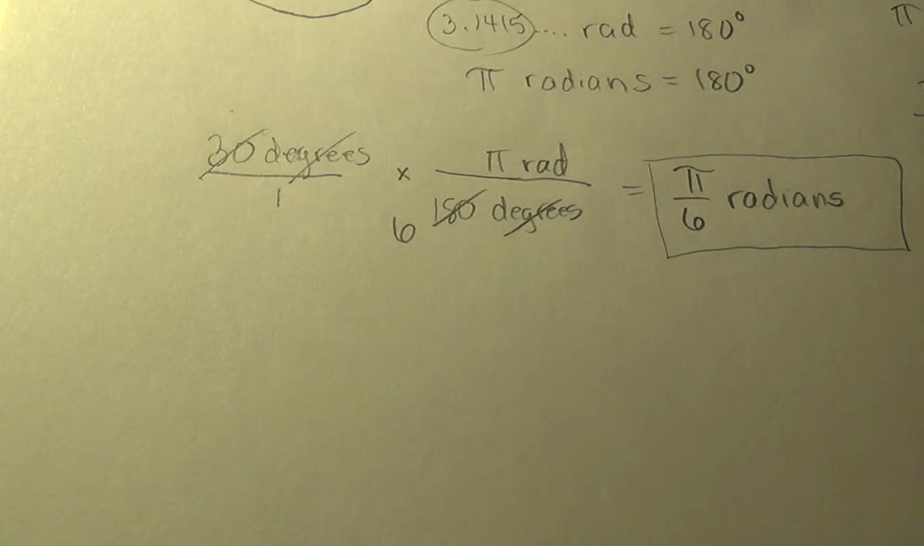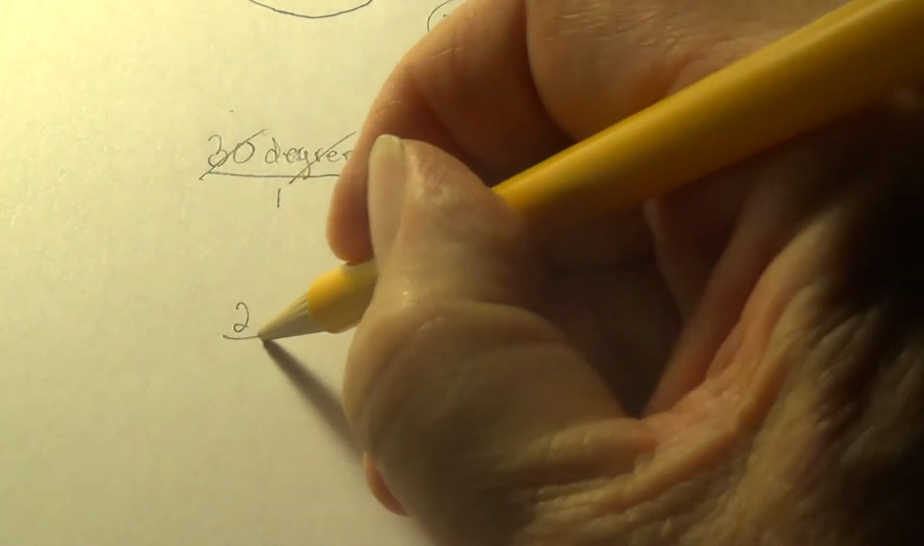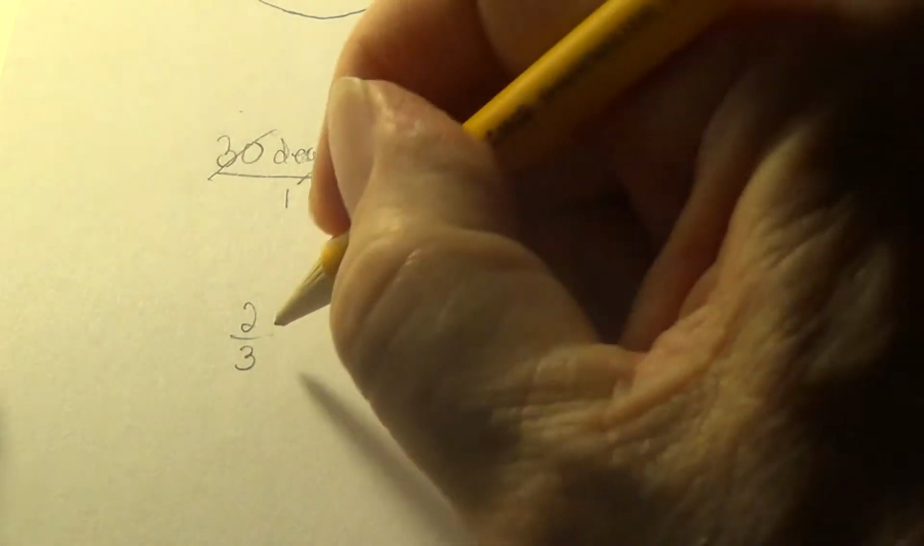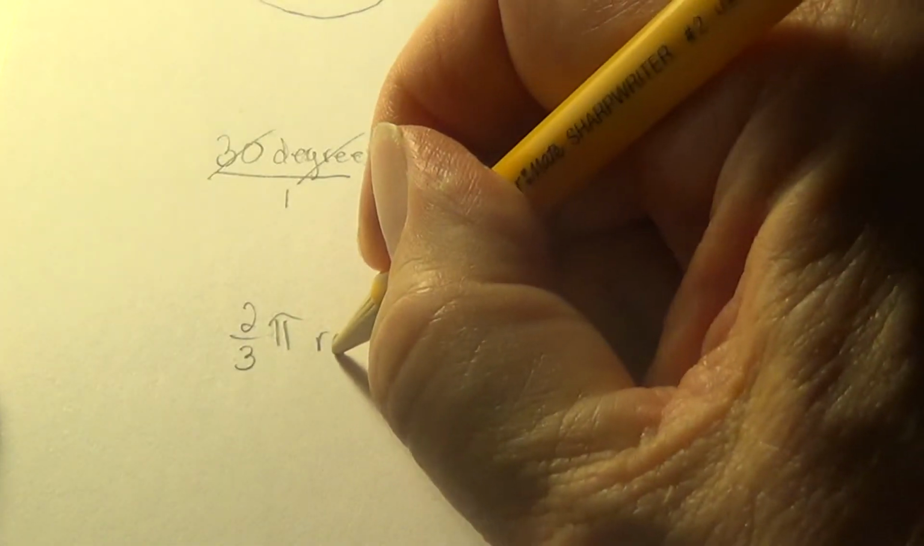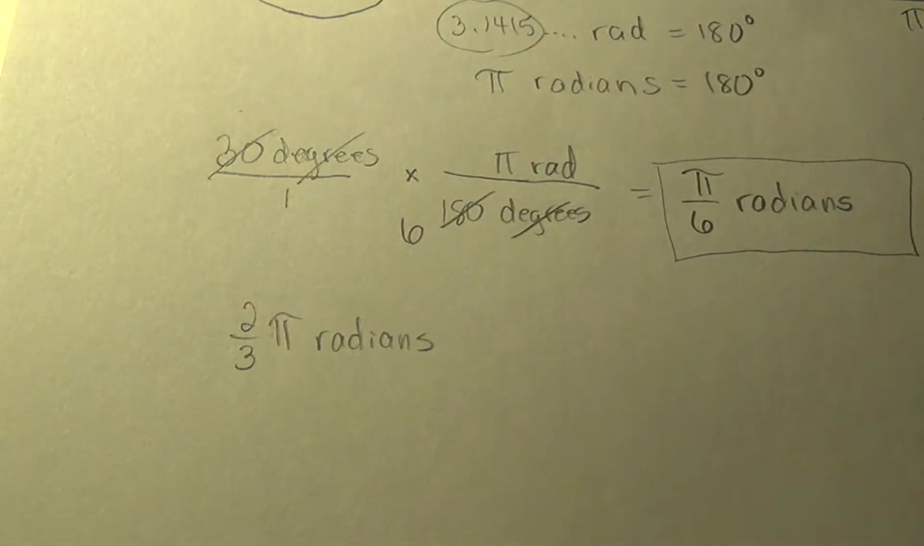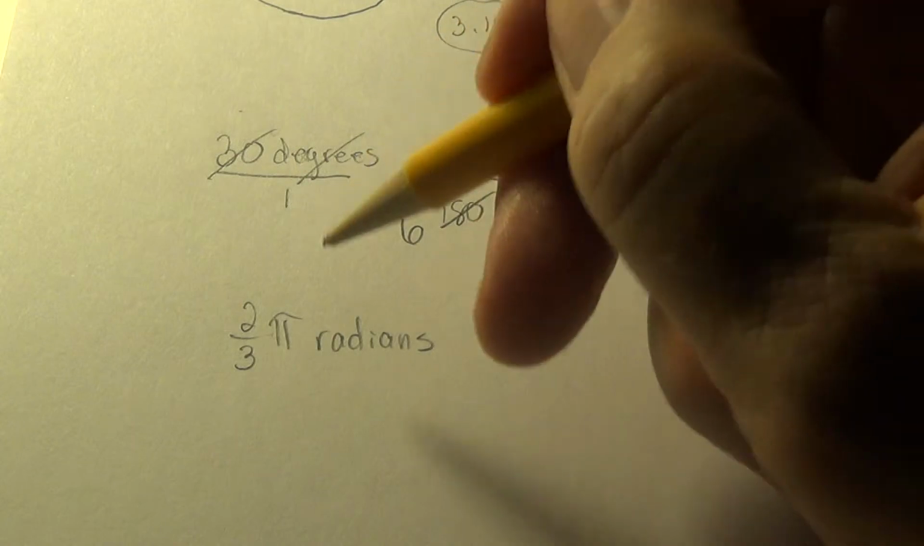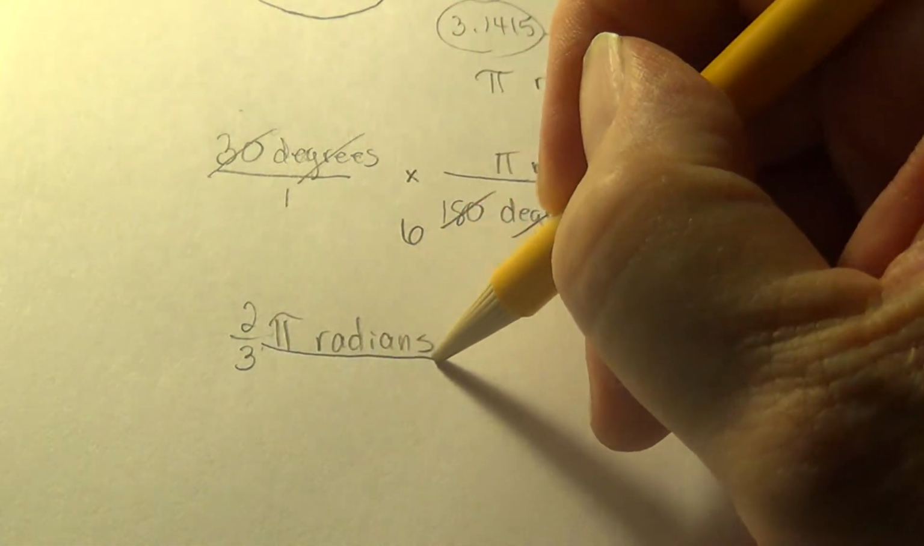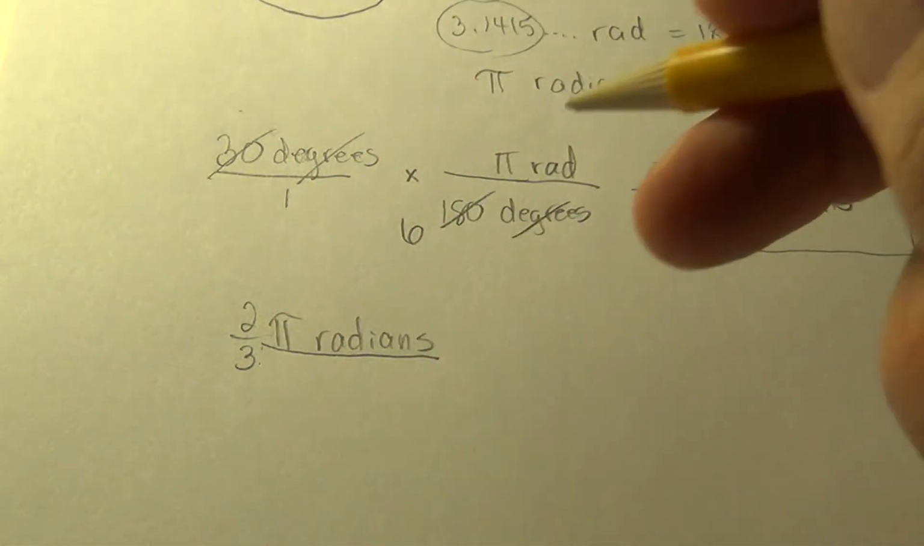Alright, let's go the other way. Say we have 2/3 pi radians. So we already have a measure in radians and we want it back in degrees. So this time I have a 2 and a pi and the unit radians in the numerator and the 3 is in the denominator.